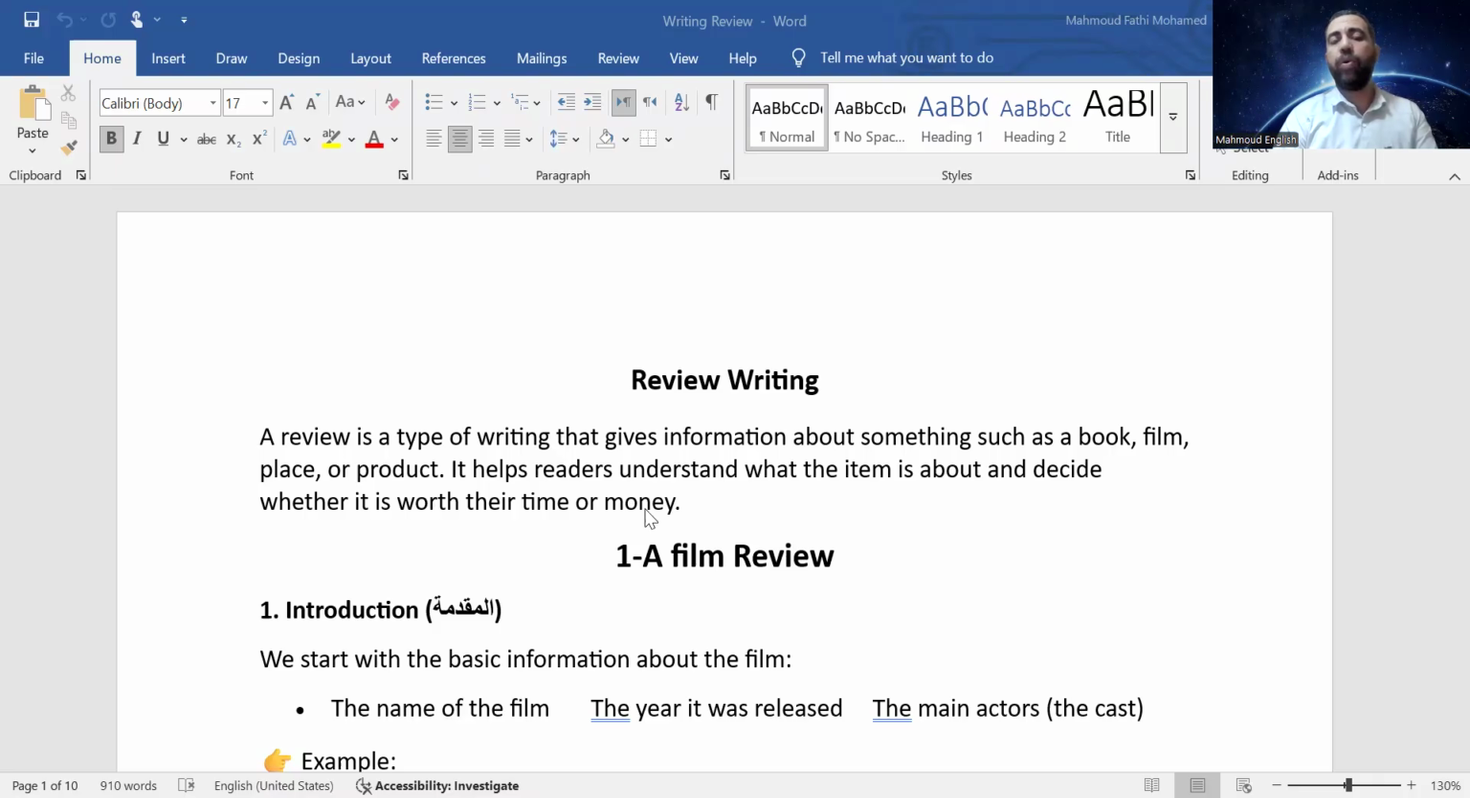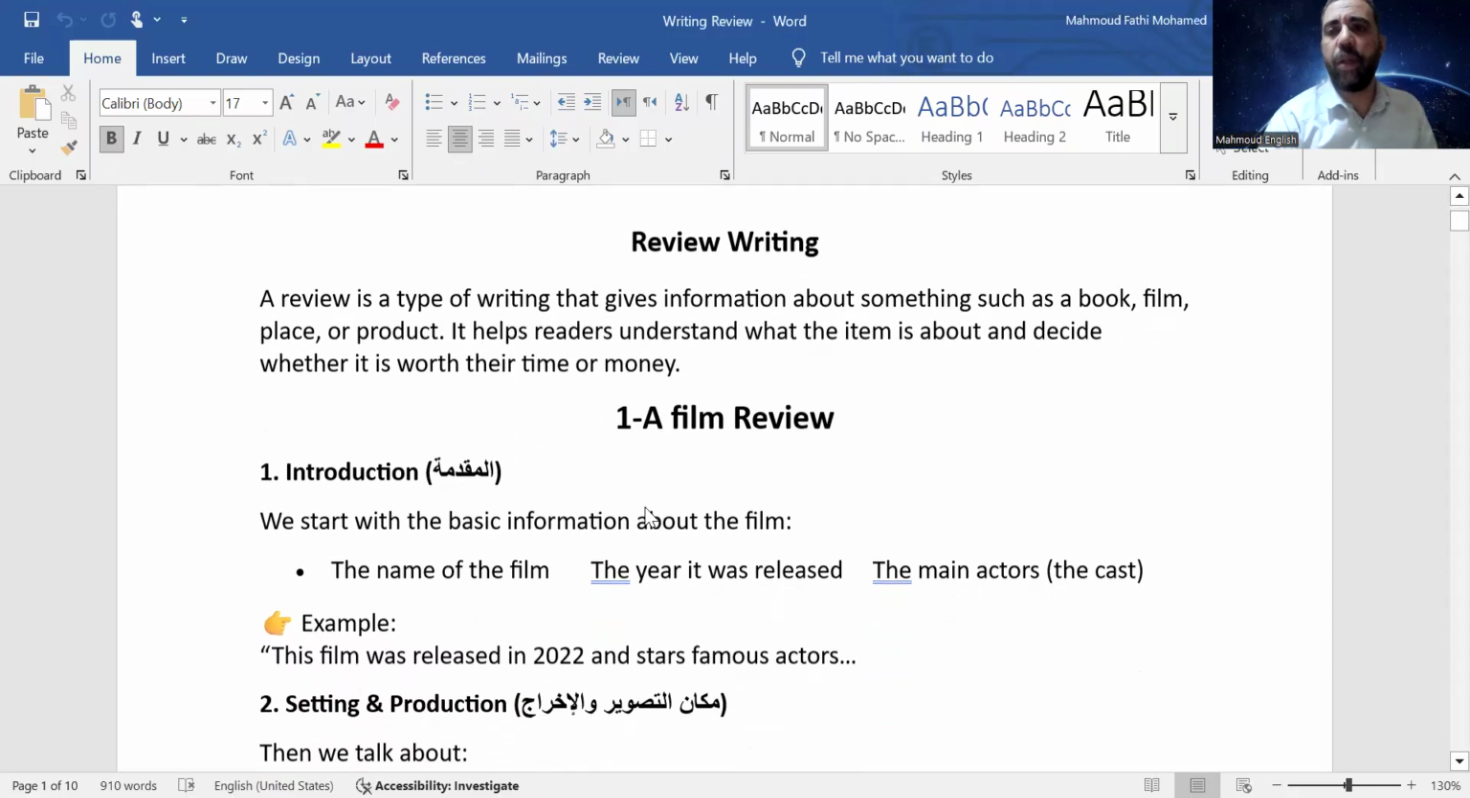Let me tell you, the review gives information. It should just give information about one of four. What are the four? Book, film, place, product. We have four things only, and these are what we will write reviews about. Okay, let's start with the film. Any film that you have watched, for example.